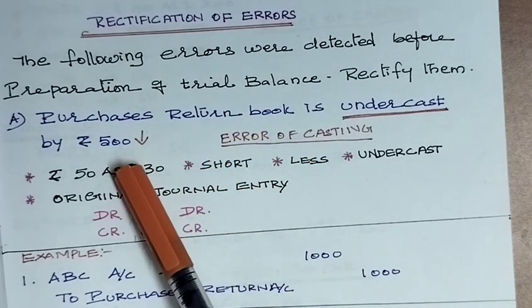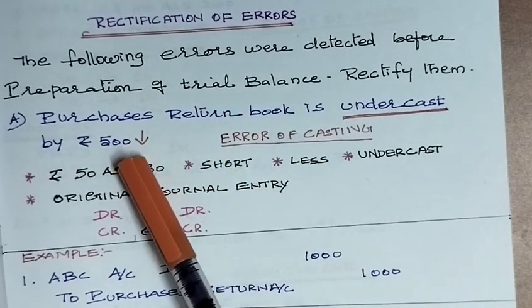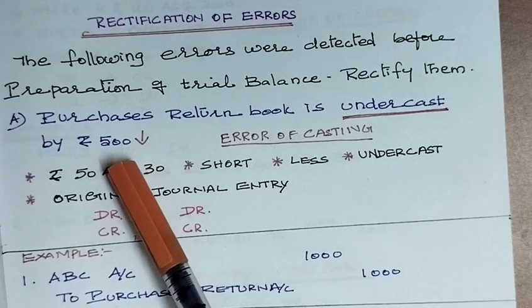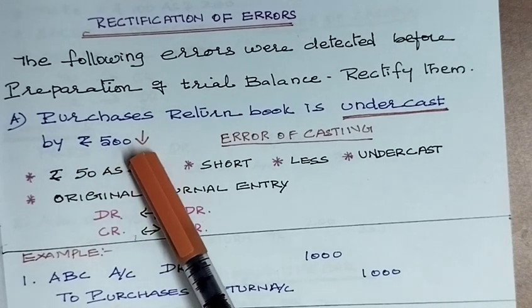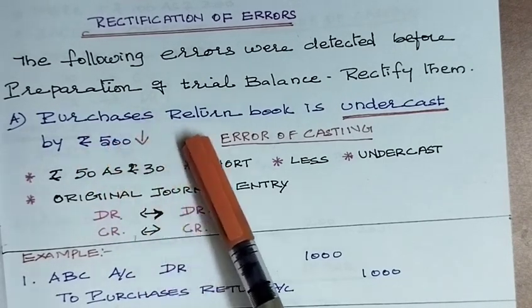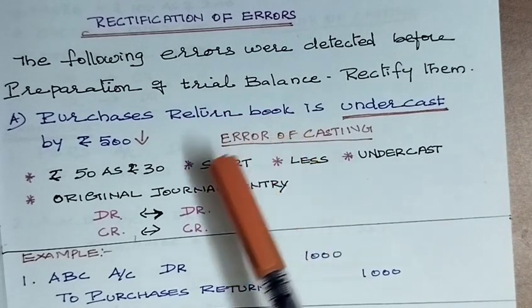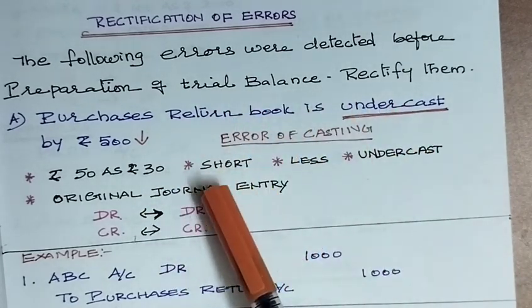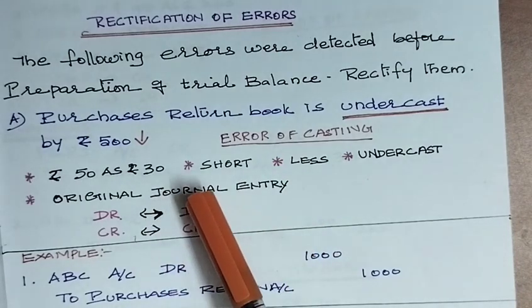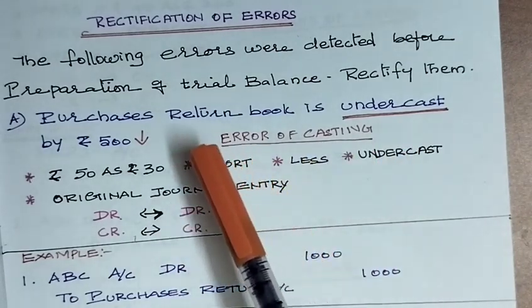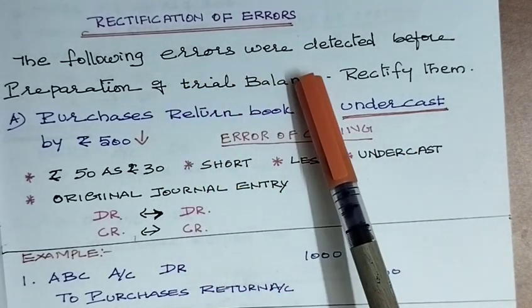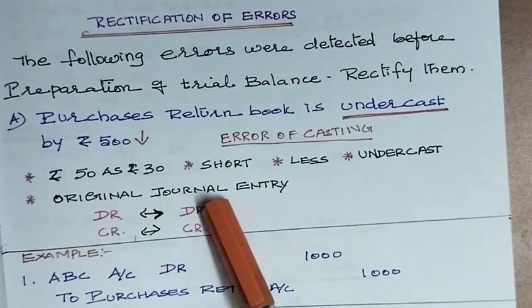So how do you rectify this error? Purchases return book 500 rupees decreased means you have to add 500 rupees in purchases return book. Listen carefully: words like undercast, short, less are what you see in the rectification of errors. What method do you have to use? You have to use the original journal entry.